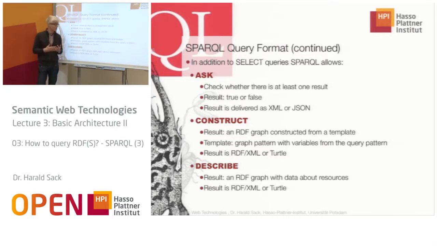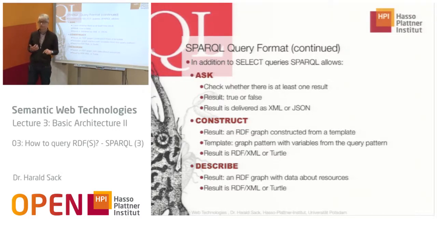You do this, for example, if you don't need the content of the result, and you only need the information whether there is a result or no result, and then it's much faster. The result will be delivered here as XML or also as JSON. So you also have the possibility at the SPARQL endpoint to say that the result should be passed as a JSON file.